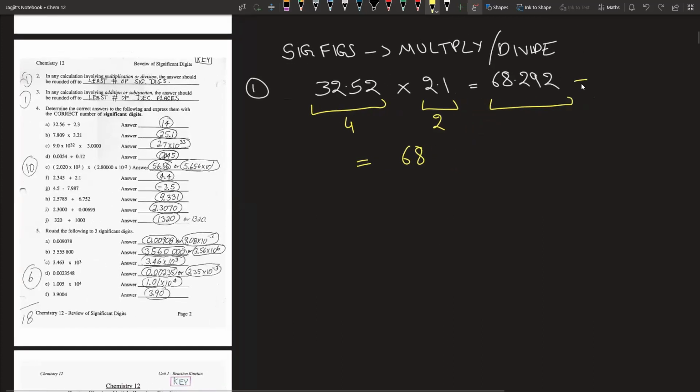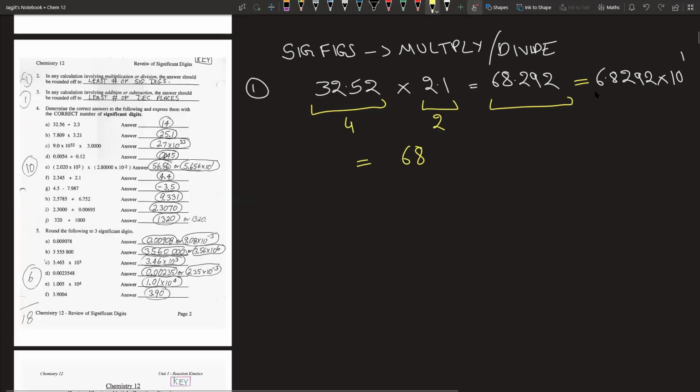So another thing I would recommend is, you can write this in scientific notation. How would you do that? You would put the dot after the first digit. So this becomes 6.8292 times 10 to the power. Now the decimal is right here. You moved it one place to the left. So it will be 10 to the power 1 because you moved it one place to the left.